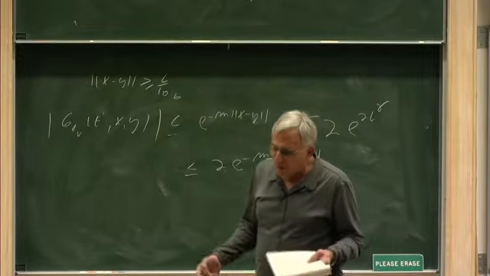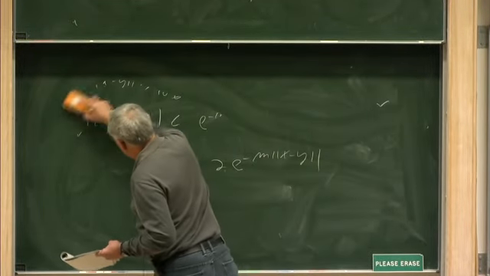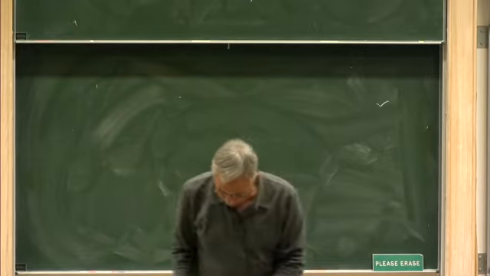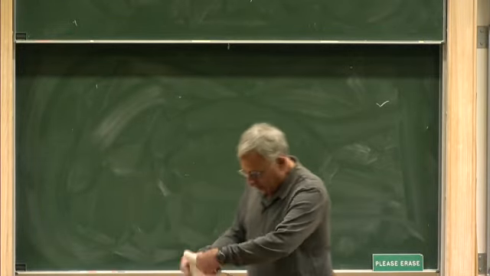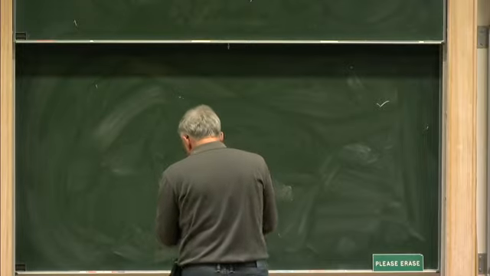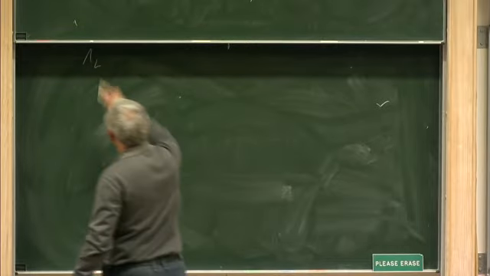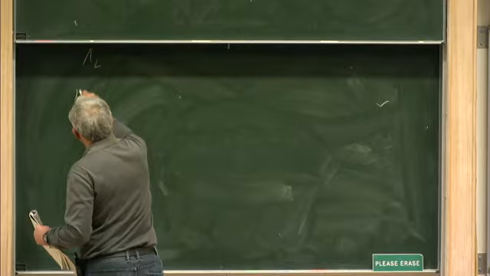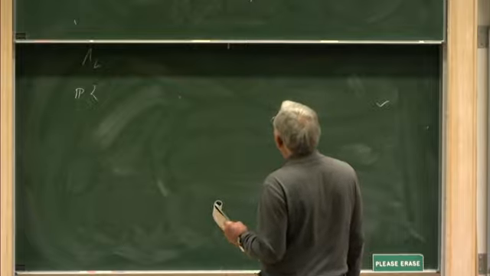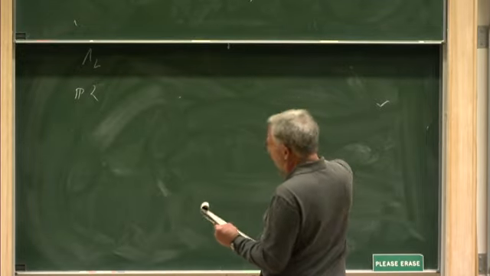I can always take more boxes than the ones I need. I can take one more and make it an even number. So I now fix one of them, L or X, I don't care. And let me look at the probability. I want to get a lower bound on the probability that for every energy I have at most JL boxes.